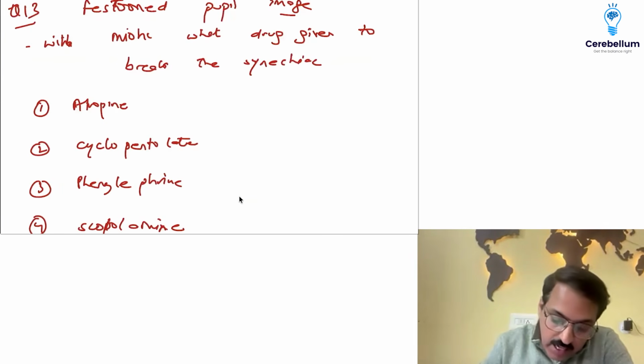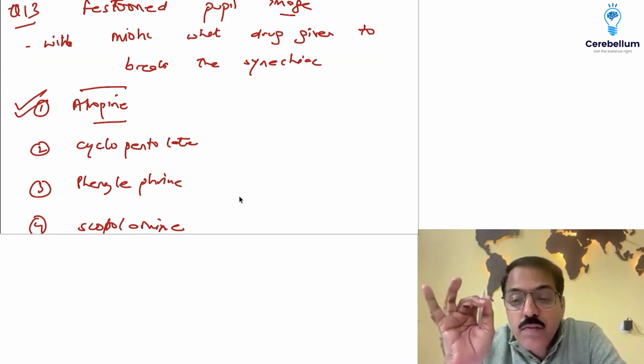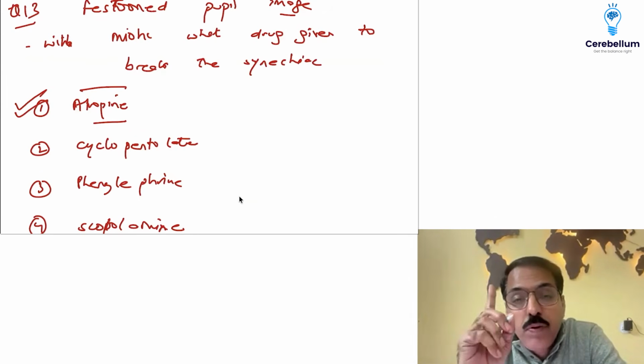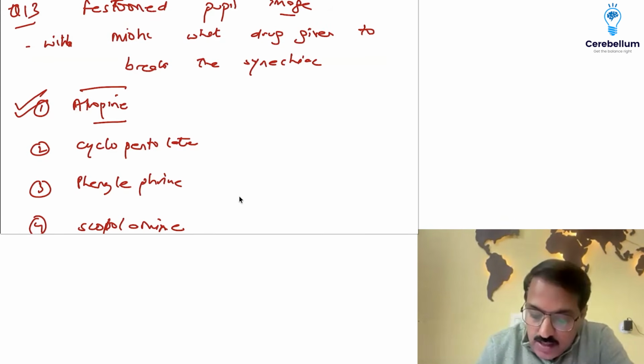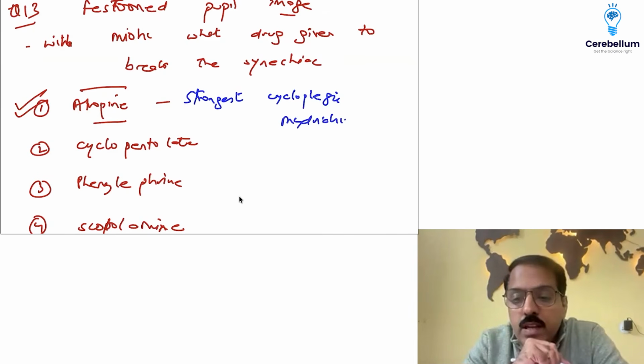So इसमें the correct answer is atropine बेटा. The correct answer is atropine. Atropine is something which is the strongest cycloplegic mydriatic. Cycloplegic mydriatic. So that is why you use atropine to break the synechiae. So phenylephrine was also there. So atropine is something which is given beta.